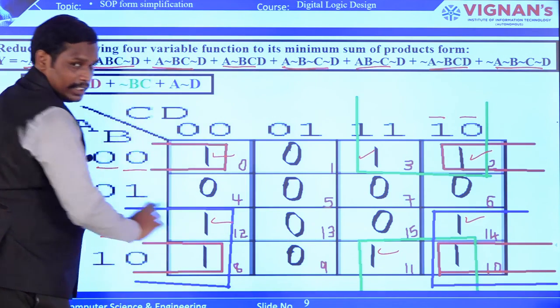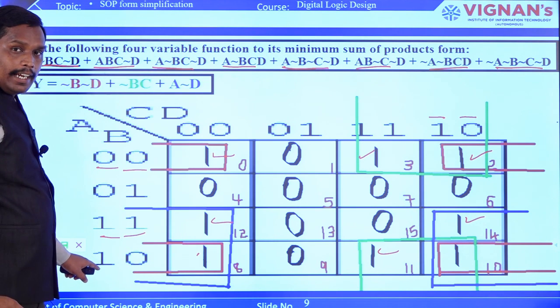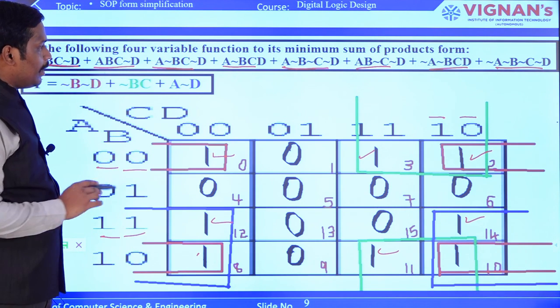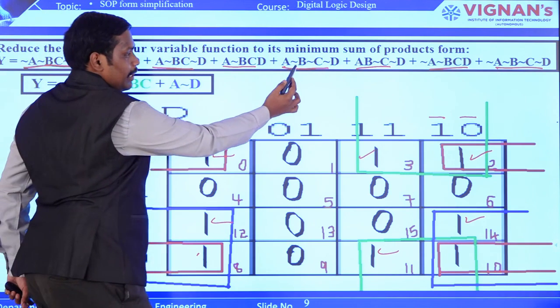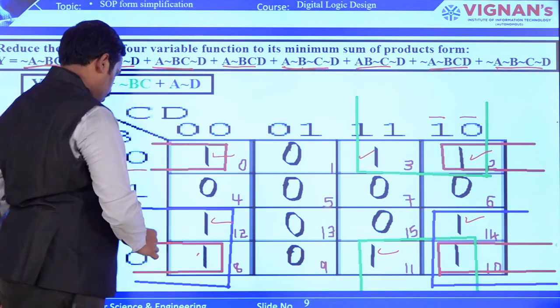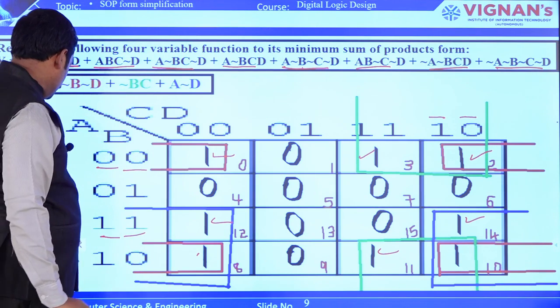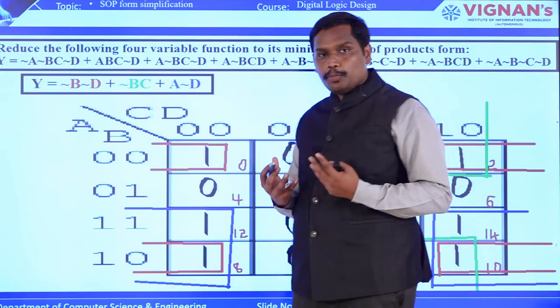For this one, we'll see whether the product term exists or not. So here you can see for this one, you can say A, B bar, C bar, D bar. Is that a term there? A, B bar, C bar, D bar. So for this particular term, we placed 1 here. After placing all that, now we have to group the cells.